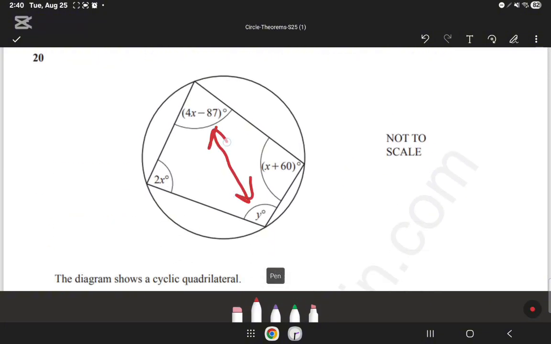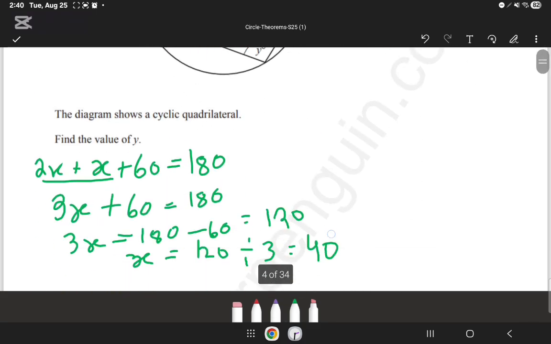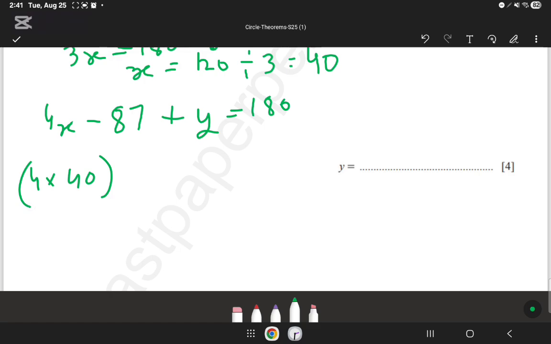Now we have to do this, which is also 180. So let's write down 4x minus 87 plus, I think it's 2y. No, plus y. Just y equals 180. So here, let's substitute 4 times 40 minus 87 plus y equals 180.